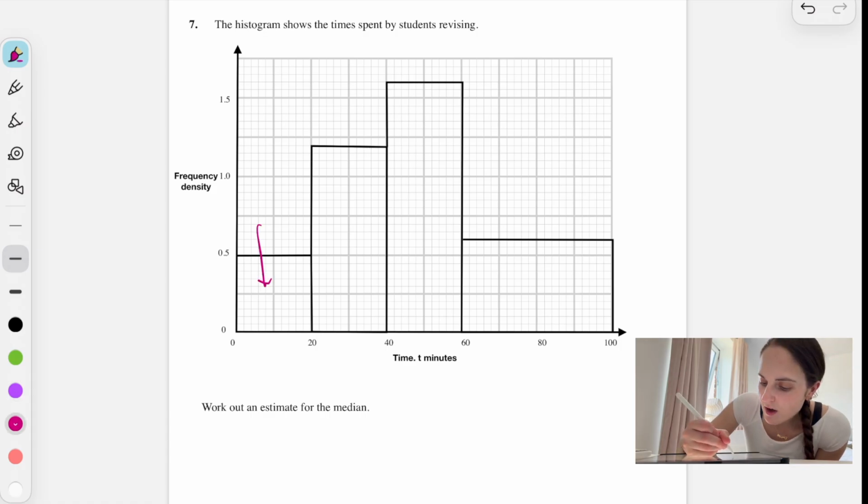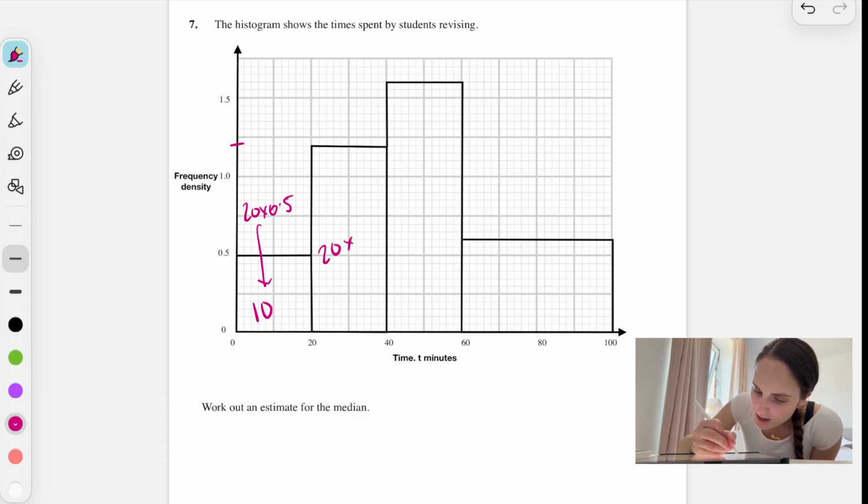So for this bar here, I have 20 times 0.5. So 20 times 0.5, that's 10. For this bar here, I have 20, and then I'm going to times it by whatever this number is. So I can see we're going up, every 2 represents 0.1. So that's going to be 1.1, that's going to be 1.2, that's going to be 1.3, that's going to be 1.4, and then we have 1.5. So it's 20 times 1.2, and 20 times 1.2 is 24.